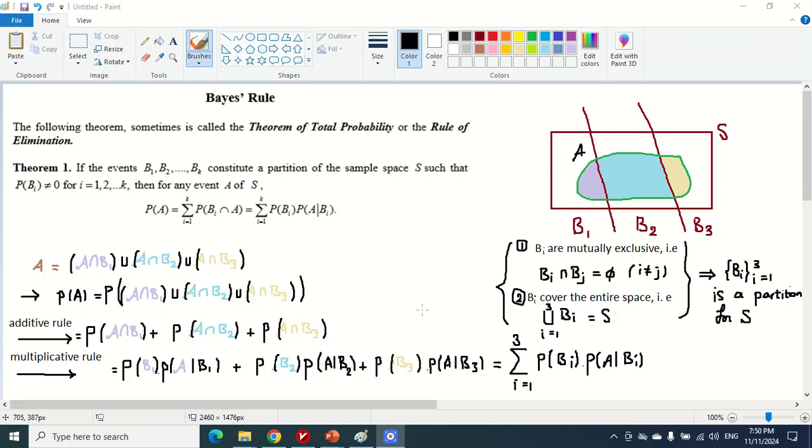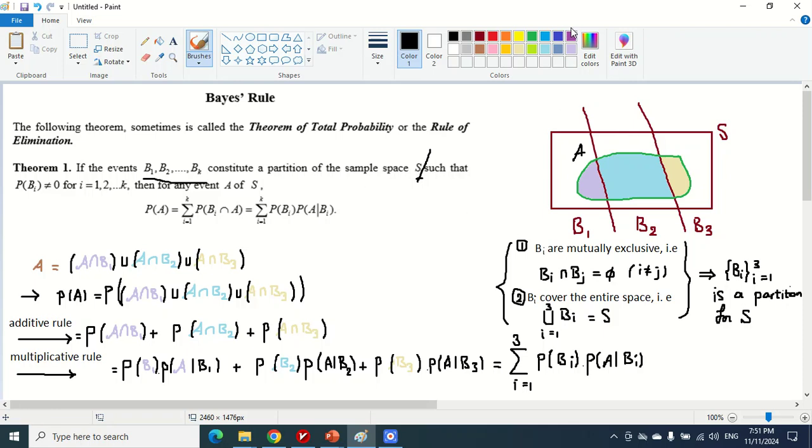So finally we reach Bayes' rule, and let us take a look at it. But before that, we should talk about the theorem of total probability. Bayes' rule is totally related to this theorem. As you can see over here, if the events B1 up to Bk constitute a partition of a sample space S, what does it mean? It's a partition.